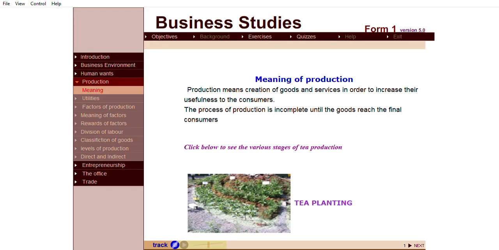Production starts with the creation of goods and services and ends when the final consumer gets the product. The illustration shows the various stages of production.